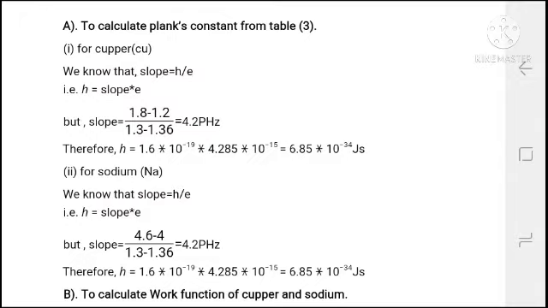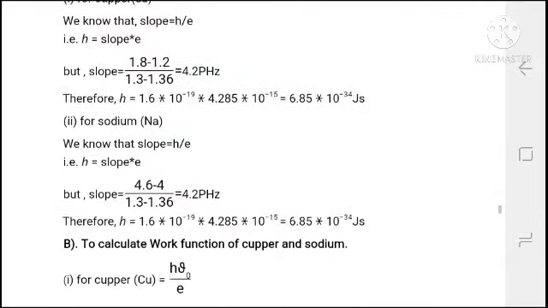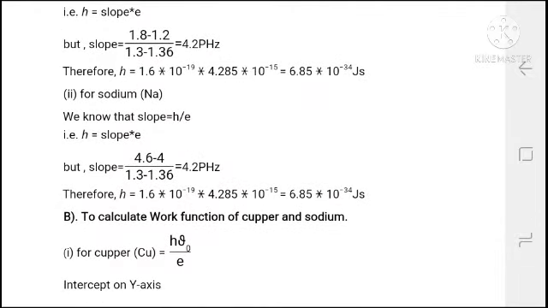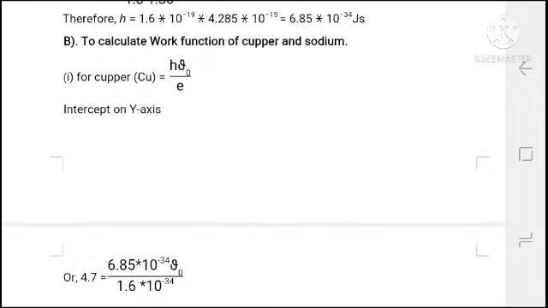That is, we obtain the Planck constant equal to 6.85 × 10⁻³⁴ joule second for copper. Similarly, for sodium, we get the Planck constant equal to 6.85 × 10⁻³⁴ joule second.